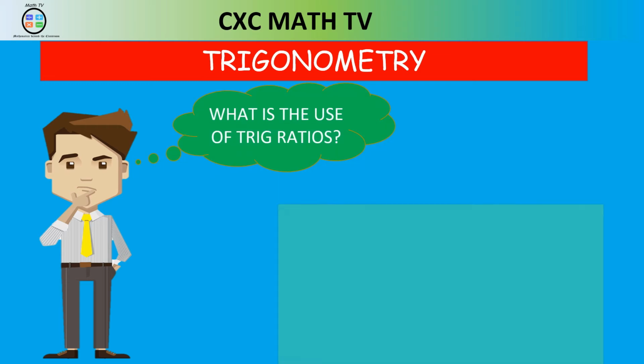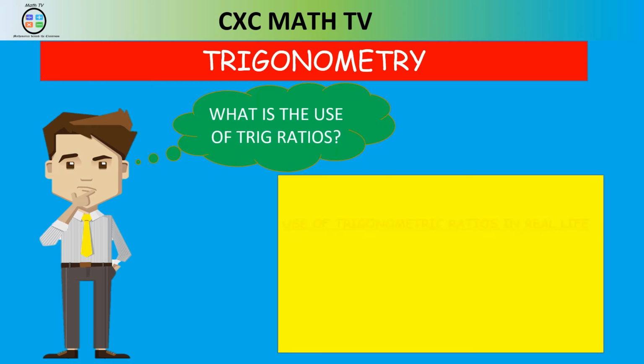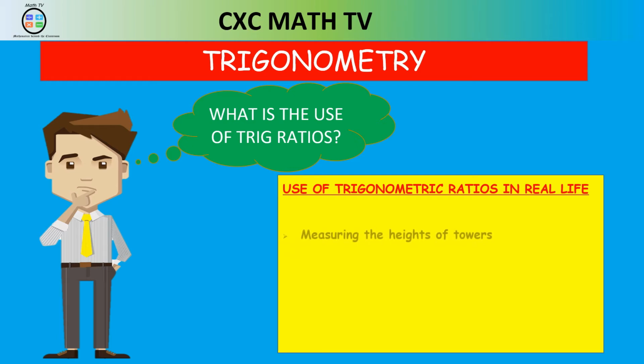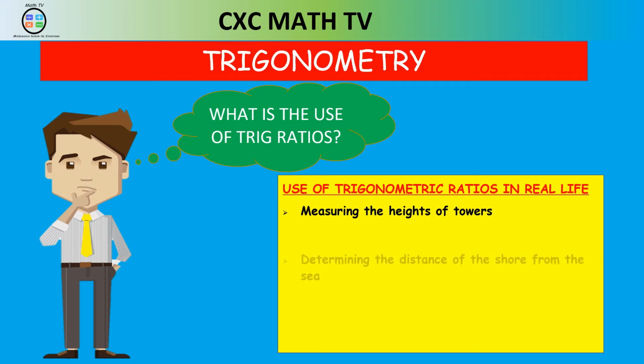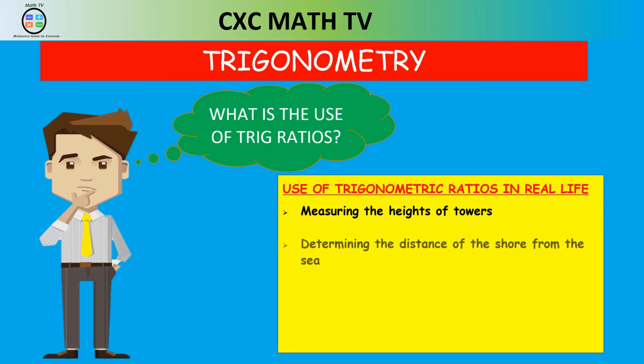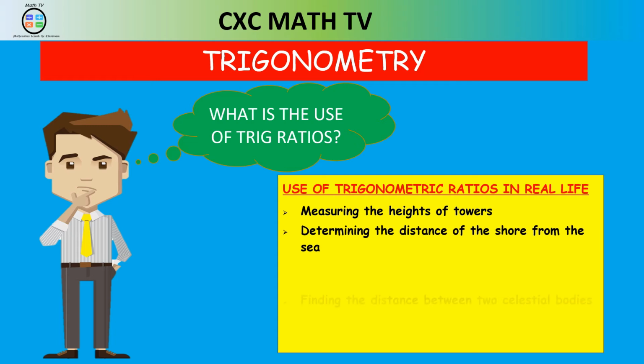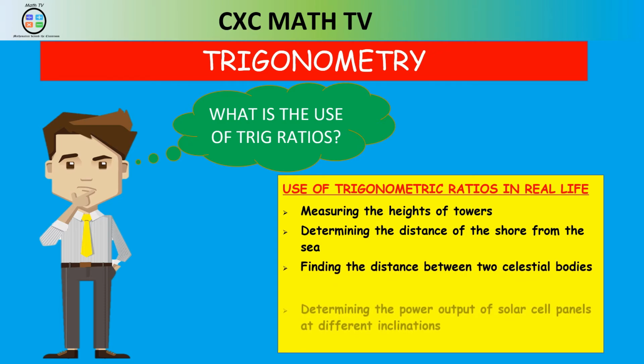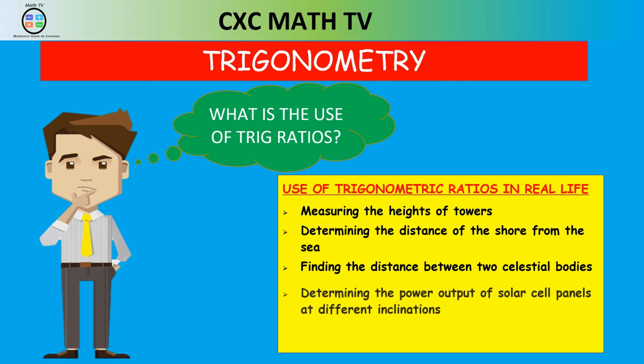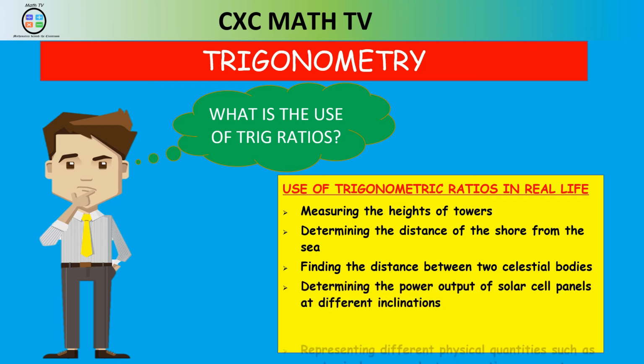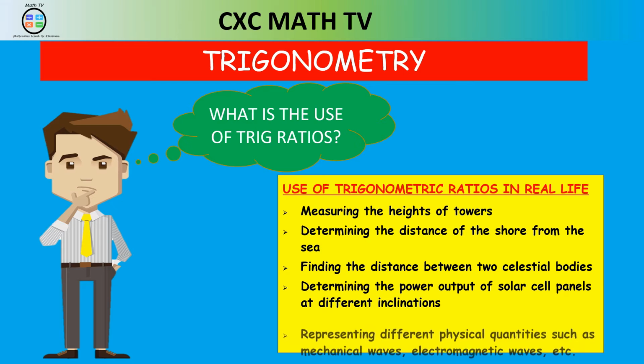We use trig ratios to determine the distance of the shore from the sea. We use trig ratios to find the distance between two celestial bodies. We use trig ratios to determine the power output of solar cell panels at different inclinations, and that is when we're going to talk about angle of elevation and angle of depression. We also use trig ratios when representing different physical quantities such as mechanical waves and electromagnetic waves, so you do a little bit more of that in physics. So that's the need for trigonometric ratios. Beautiful. That's in real life.